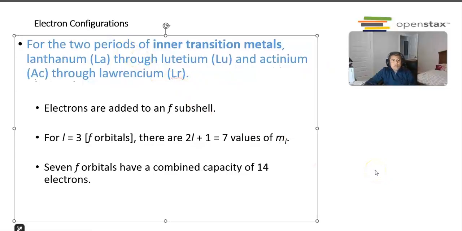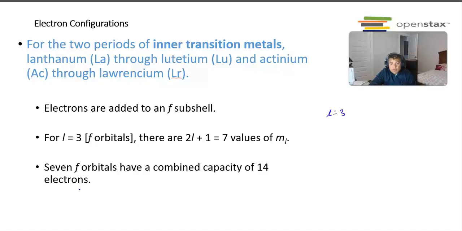So now the electrons are added to the f shell. L equals 3 is the f orbital; there are 2L plus 1 equals 7 values of ML, right? So you have f with 14, okay? Look at that: n equals 1, n equals 2, L equals 3 means f orbital. L equals 0, s. L equals 1, p. L equals 2, d. L equals 3, f.